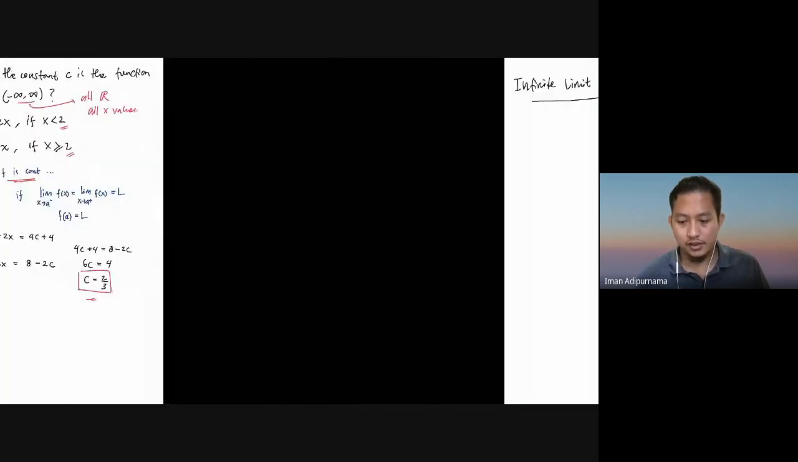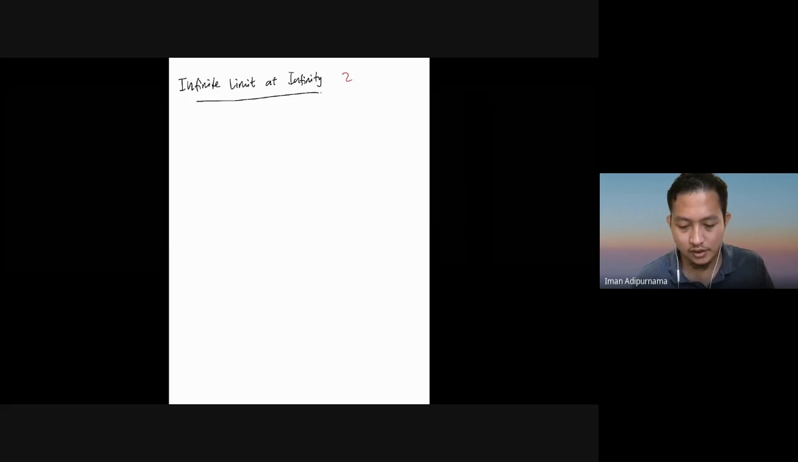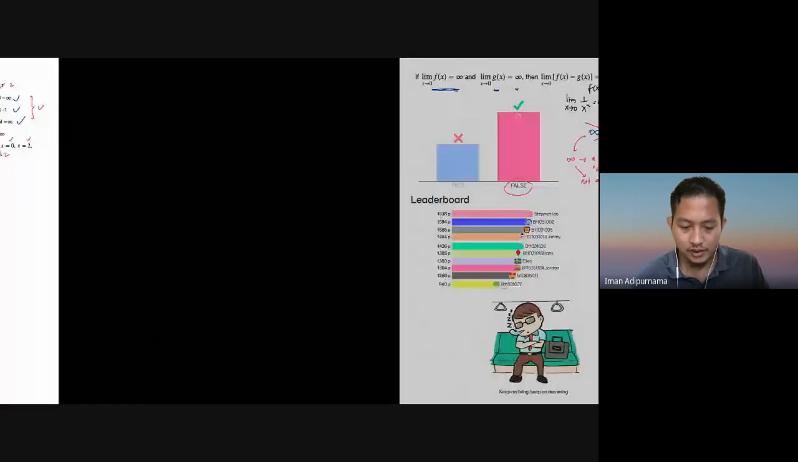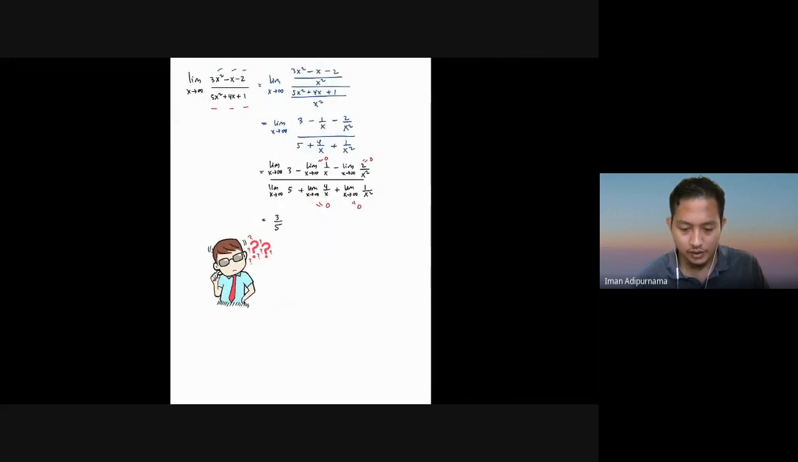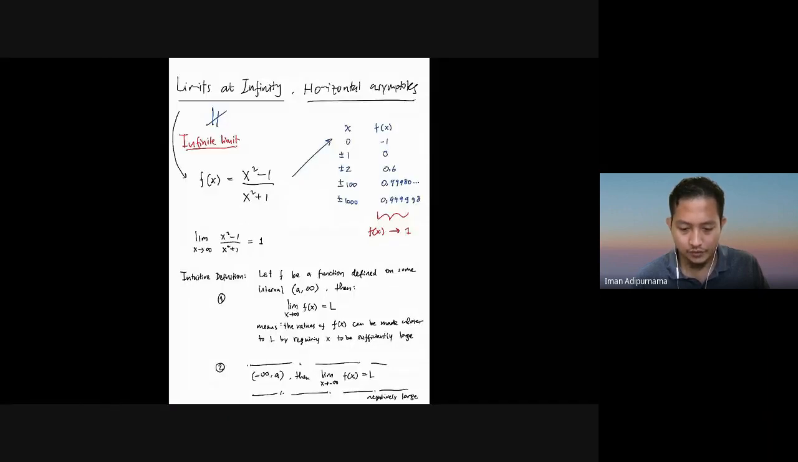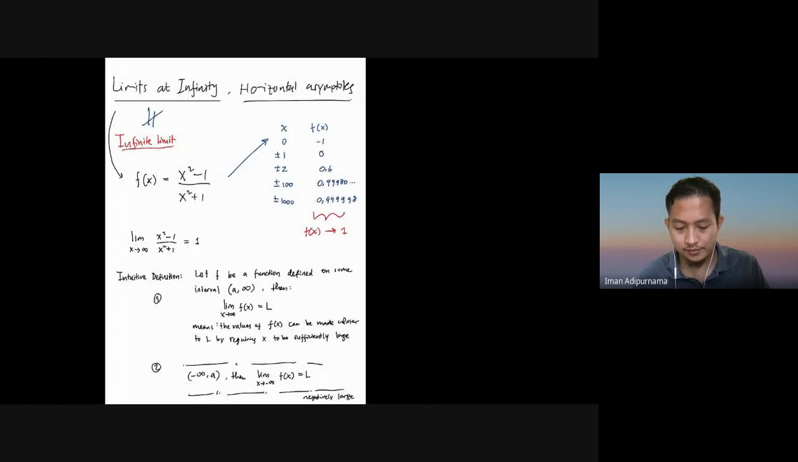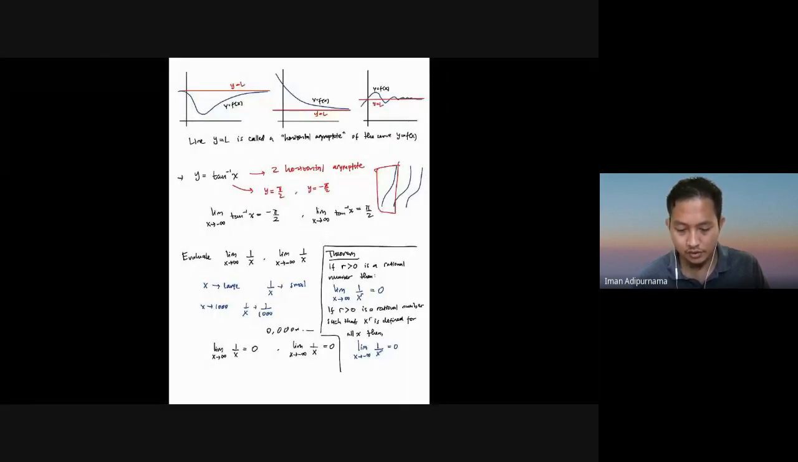Let us continue. This is section 2.6. We already discussed limits at infinity, horizontal asymptotes. We also discussed the tangent inverse and so on.